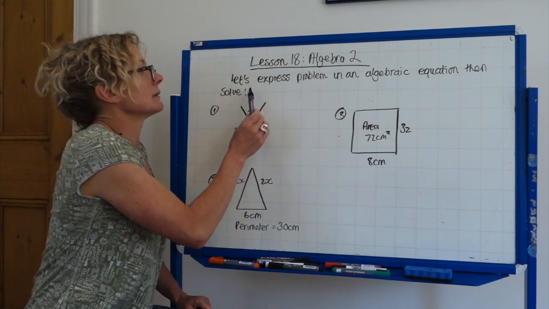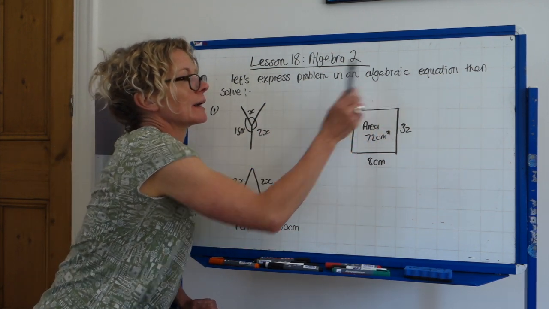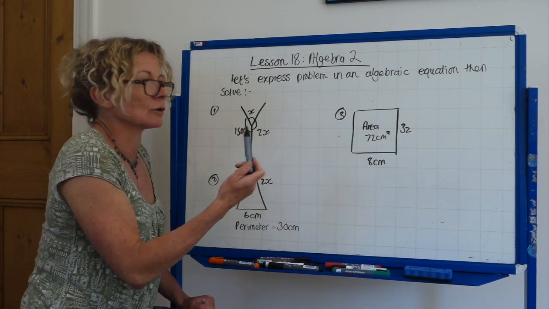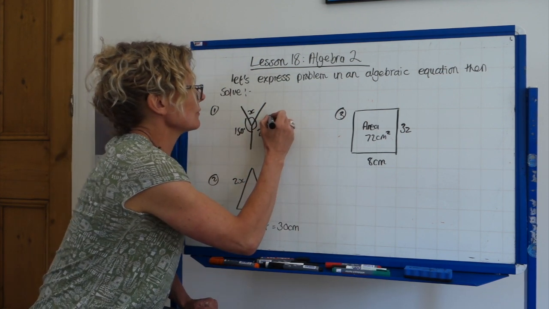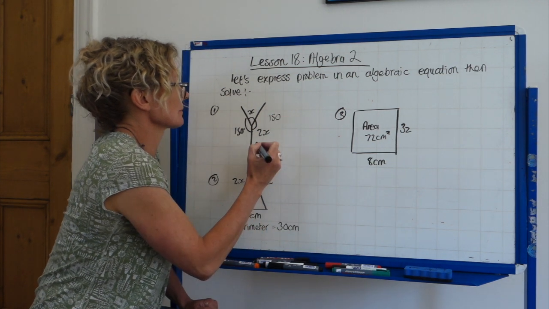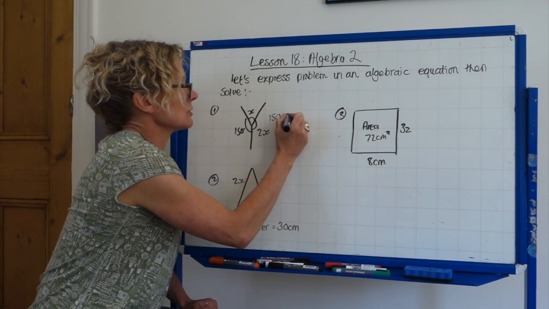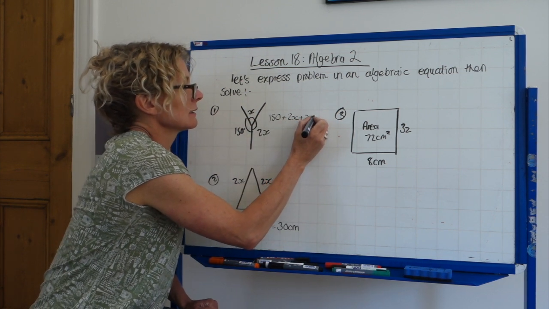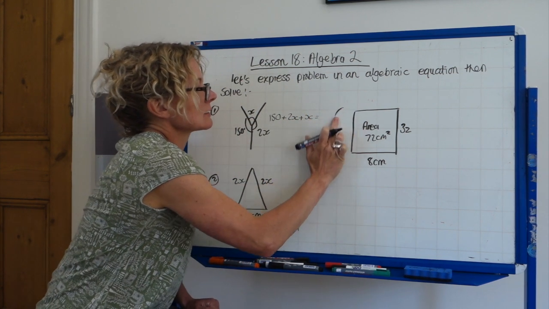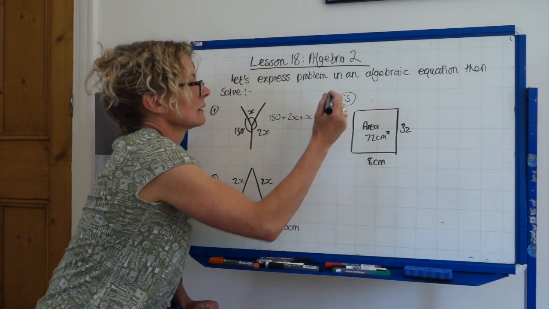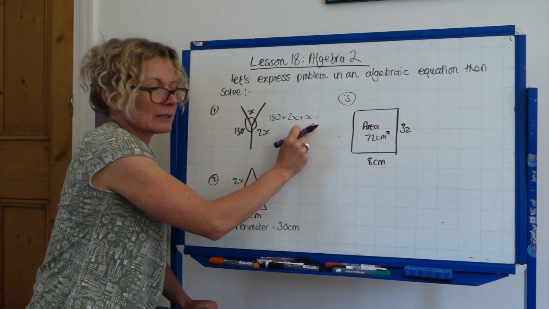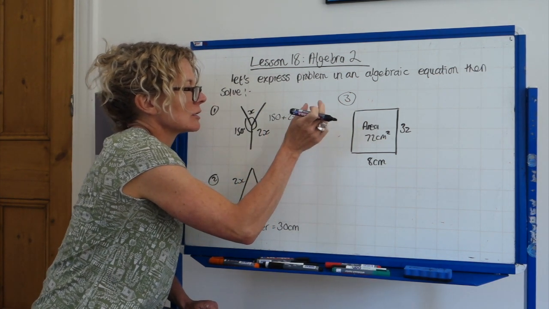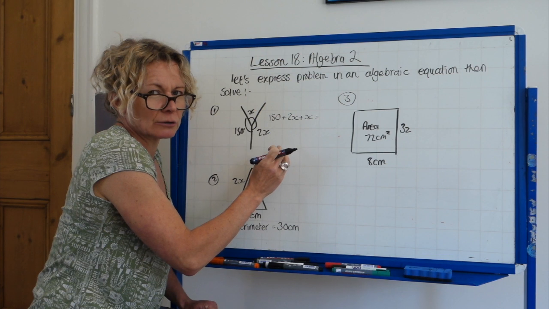Let's write that problem in an algebraic equation, okay? So just write what you see and what you know. So you've got 150 degrees plus 2x plus x, and let's have that equal sign. Let's just move that up there. So this side of the equation is going to be equal to that side of the equation, and then we can get it solved, okay?